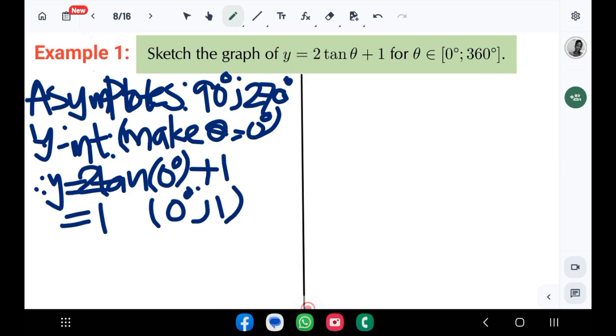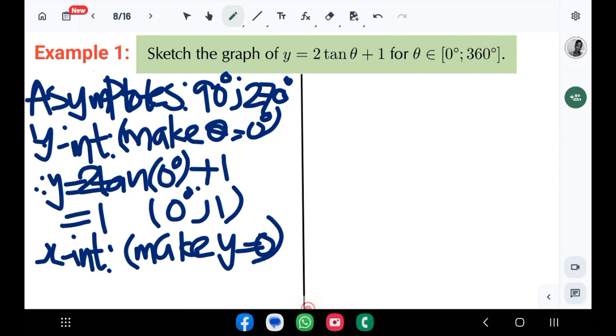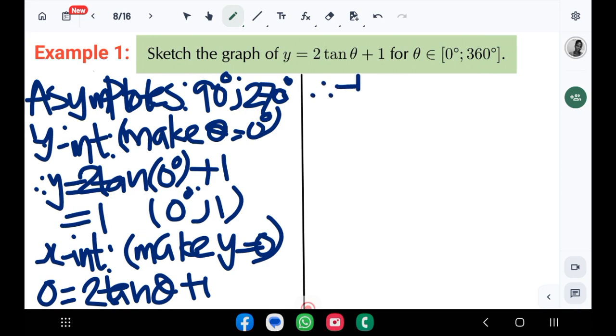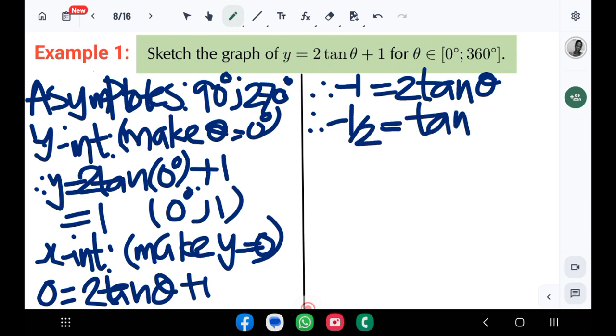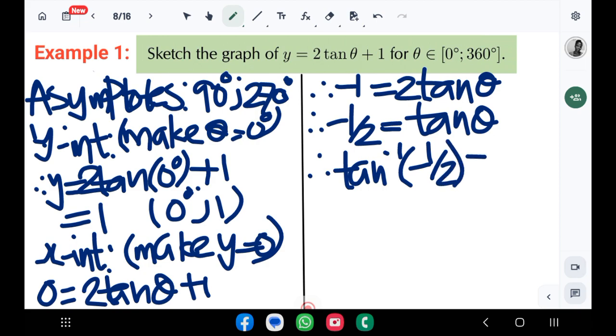All right. Okay, now let's look at the x-intercept. You make y 0. When we make y 0, 0 equals what? 0 = 2 tan theta + 1. Now take everything that is not theta to the left-hand side, so you got -1 = 2 tan theta. Divide both sides by 2, so you have -1/2 = tan theta. And now let's find the angle theta. Therefore, tan inverse of -1/2. That's how you find theta.